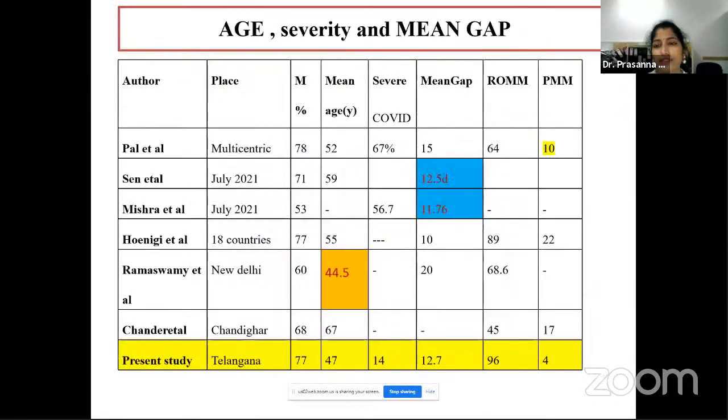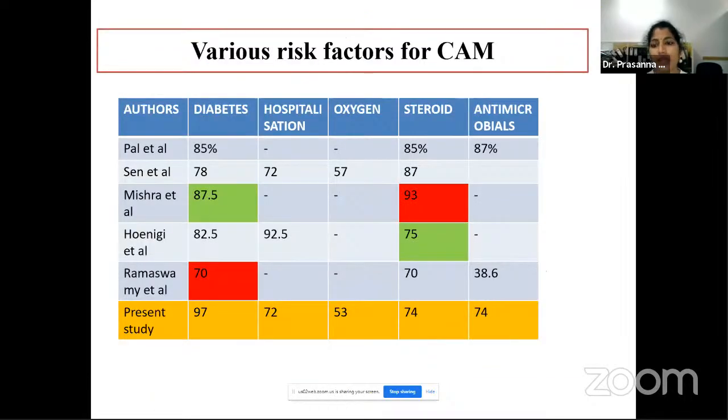Coming to the discussion, males were predominant, similar to all the studies I have quoted here, and the mean gap between the two diseases is 12.7 days, 7 days, correlating with Sain et al. and Mishra et al., whereas Ramaswamy et al. quoted 20 days as the mean gap. Diabetes is the most important risk factor, 97% in the present study, correlating with Mishra et al. Ramaswamy quoted a lower prevalence of diabetes. Steroids were taken by 74% of the population, similar to Honnige et al. Mishra et al. quoted a higher prevalence of 93% of steroid intake.